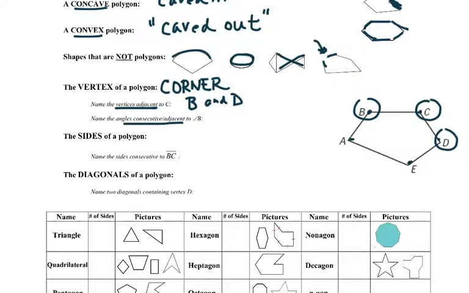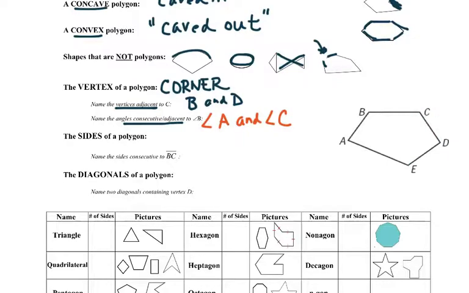Name angles next to angle B. So here's angle B. Do you agree that the two angles next to angle B are angle A and angle C? Right? Those two angles are next to angle B. Notice that we have the angle symbol there. I'm going to erase it to start.